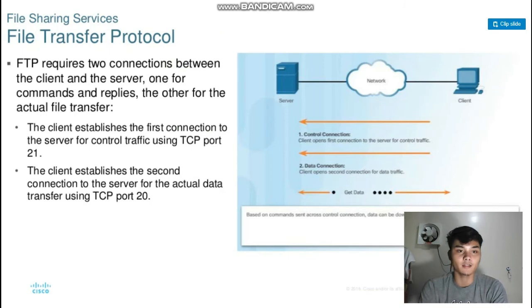So we have File Transfer Protocol. FTP requires two connections between the client and the server, one for the commands and replies, the other for the actual file transfer. So as you can see, we have a server and a client. The client opens the first connection to the server for the control traffic, and then the client opens a second connection for the data traffic.